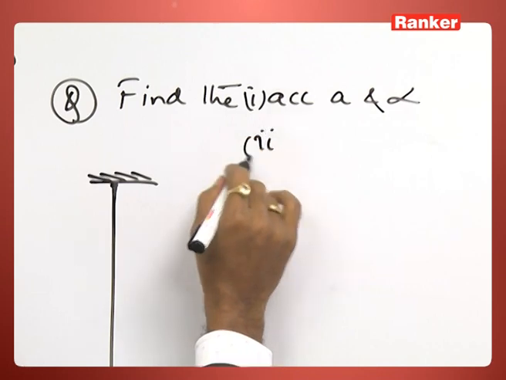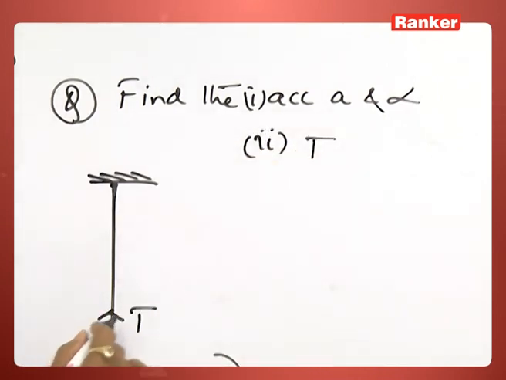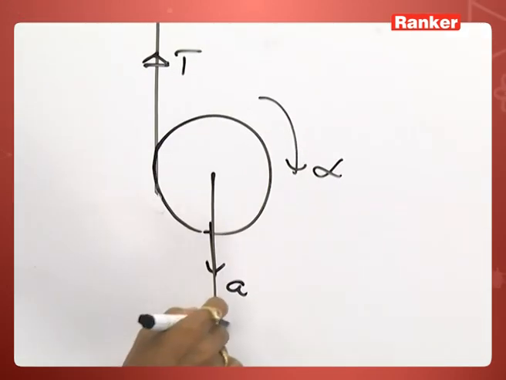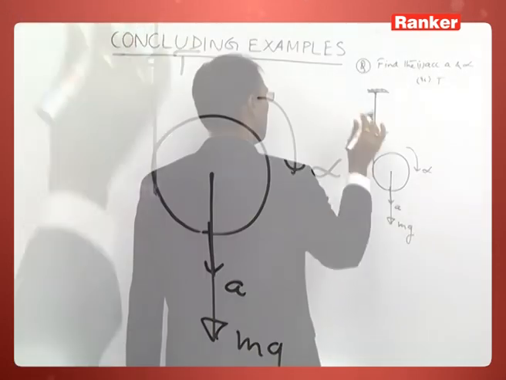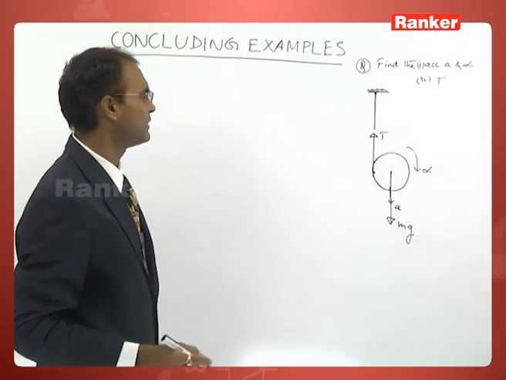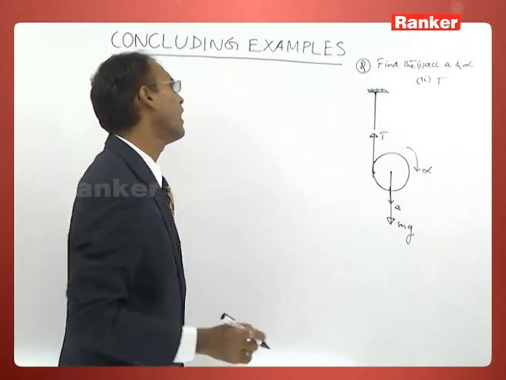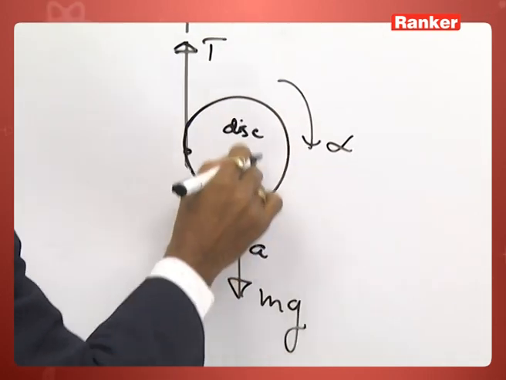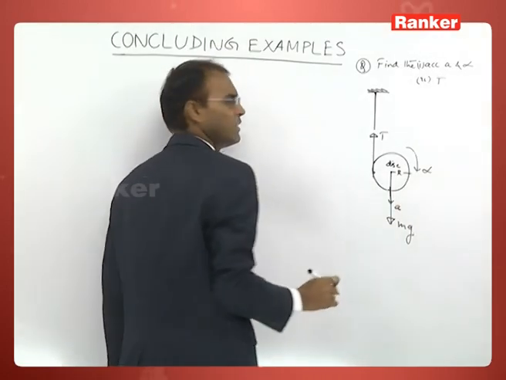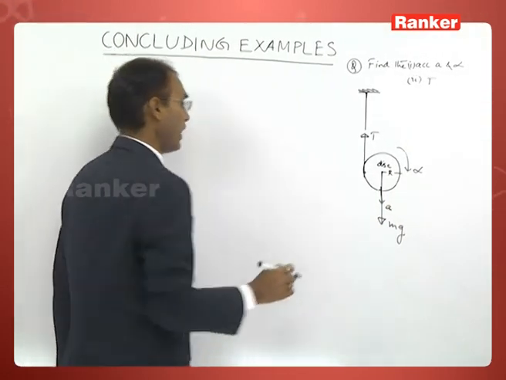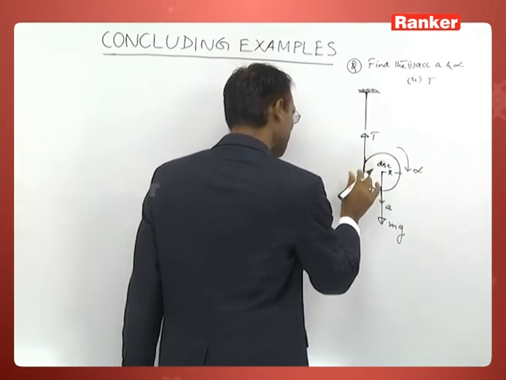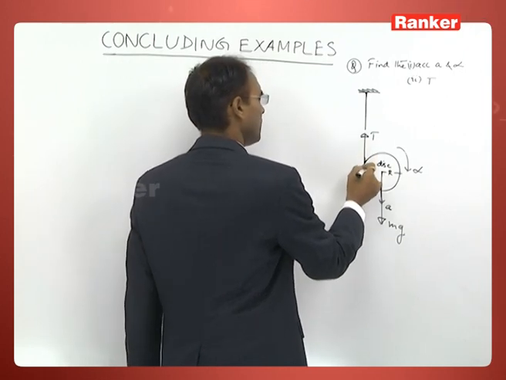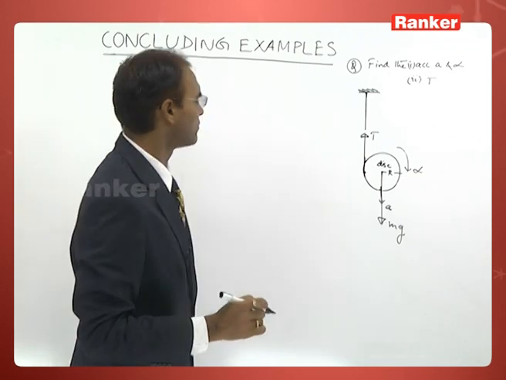and the tension in the string. Let the tension in the string be T, and the gravity is mg. Under the action of these two forces, the cotton reel, or you can call it a disc of mass m and radius r, is moving. While doing so, this thread at this point, it doesn't slide, it comes down.